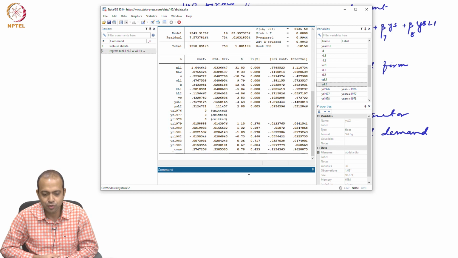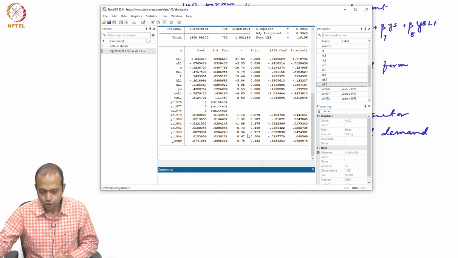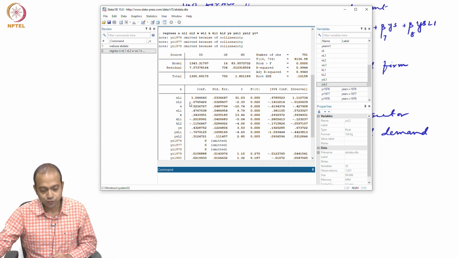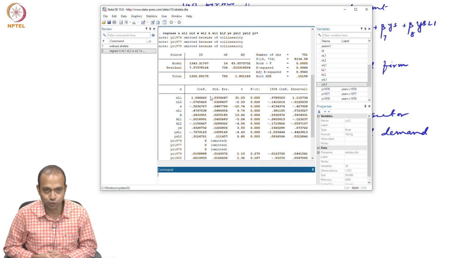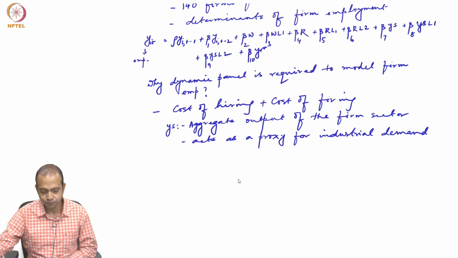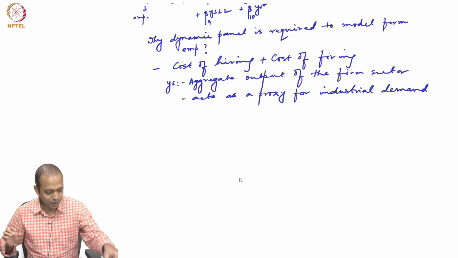Look at this, what is happening. First of all, before going to any other coefficients, my prime variable of interest is lag of employment, which is L1. Look at the coefficient. The coefficient is 1.04, right. Now, is this 1.04 measure acceptable? The answer is no. Why is this no? I will explain once again.